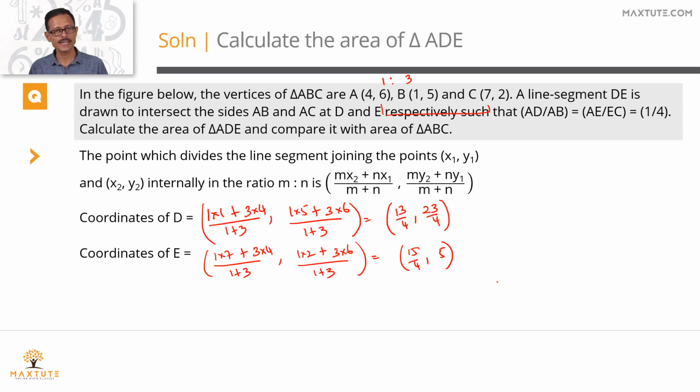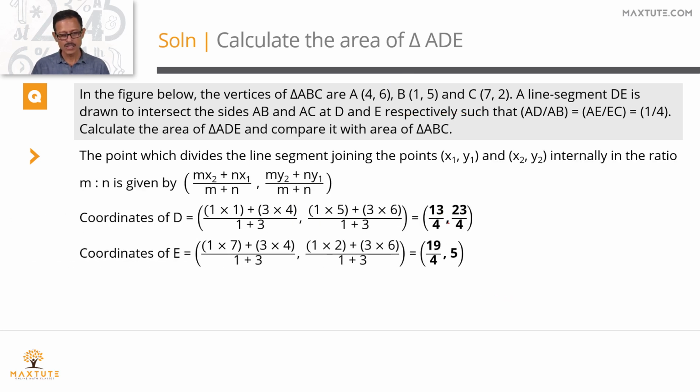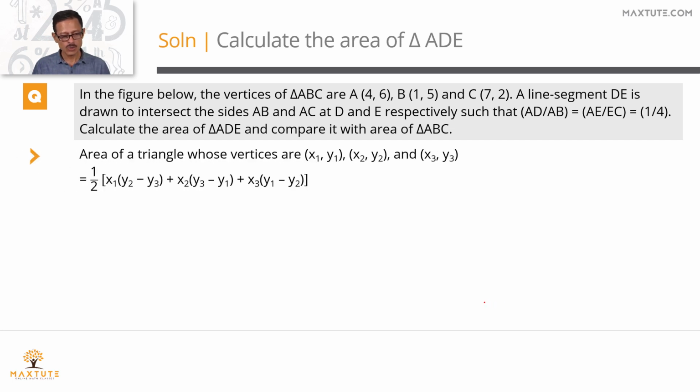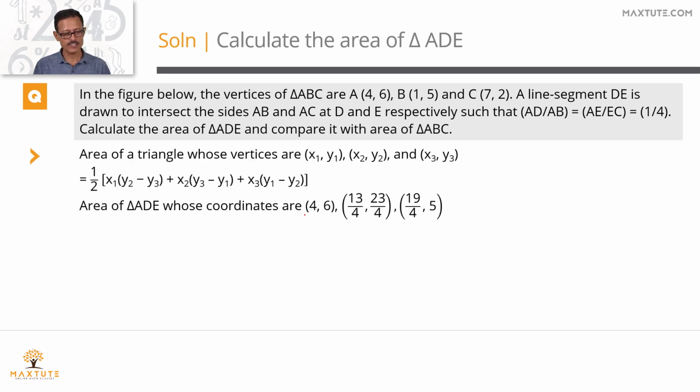So we found out the coordinates of point D and the coordinates of point E. Quickly summarize it in a printed form: coordinates of point D, coordinates of point E, applying the section formula. All that is left is to find the area of triangle ADE. You know the coordinates of those 3 points: 4, 6, the coordinates of point D, and the coordinates of point E. x1, y1, x2, y2, and x3, y3.